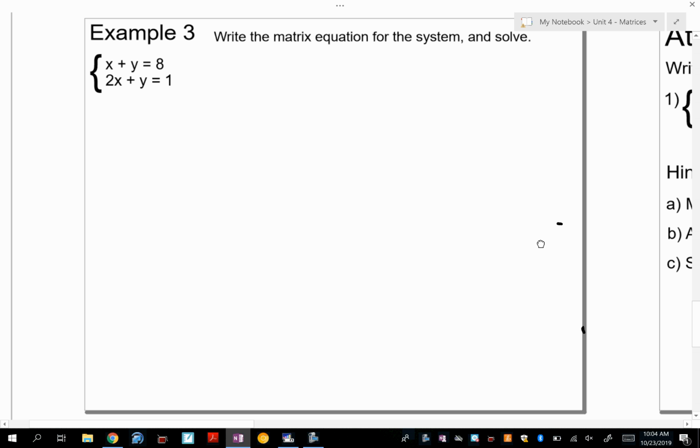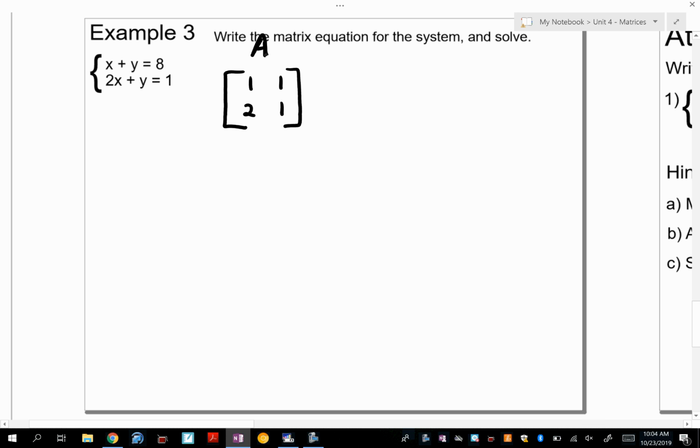The first thing you should do is write the coefficient matrix like we did yesterday with Cramer's rule. What's the coefficient matrix for this system? 1, 1, 2, and 1. So write that down. Remember, writing small. All right, I'm going to label this matrix A.